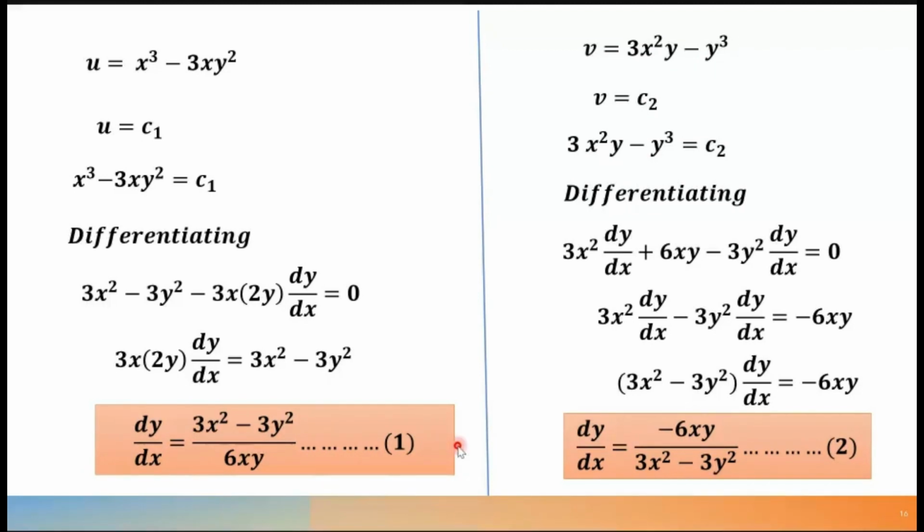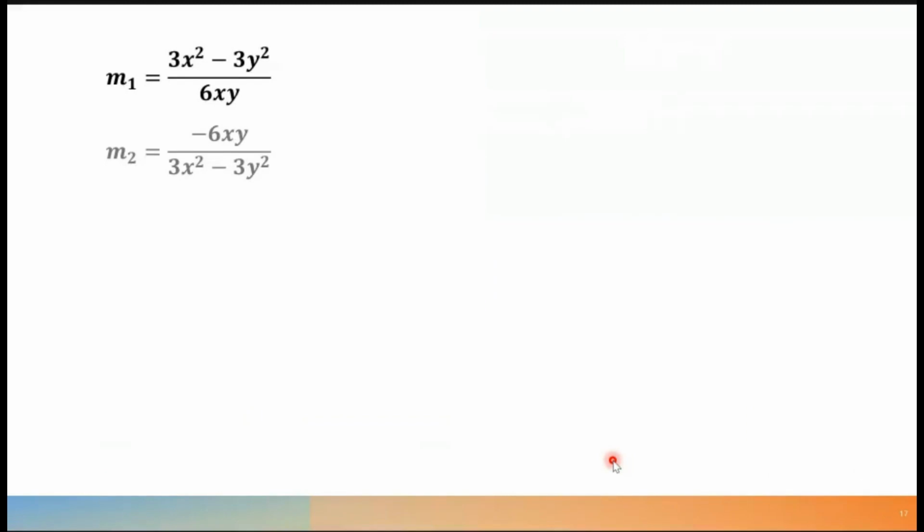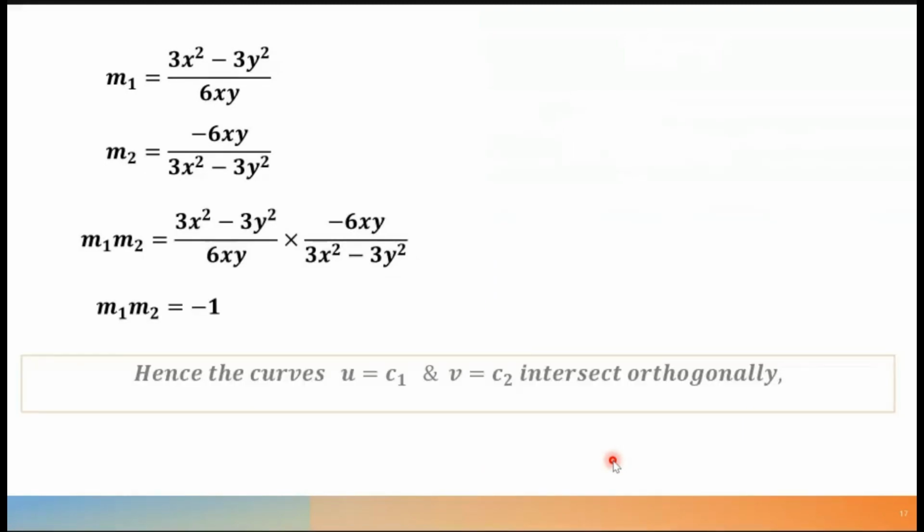So I've just written two more steps here. So m1 is equal to the first term, m2 is equal to the second term, m1, m2 is equal to minus 1. Okay? So in the next step, what I've done is m1, m2 is minus 1. Hence the curves u is equal to c1, v is equal to c2 intersect orthogonally. This part we have already done, m1, m2 wala part. So in this, what we have done is, when one curve is given, how to find an orthogonal curve corresponding to that particular curve.